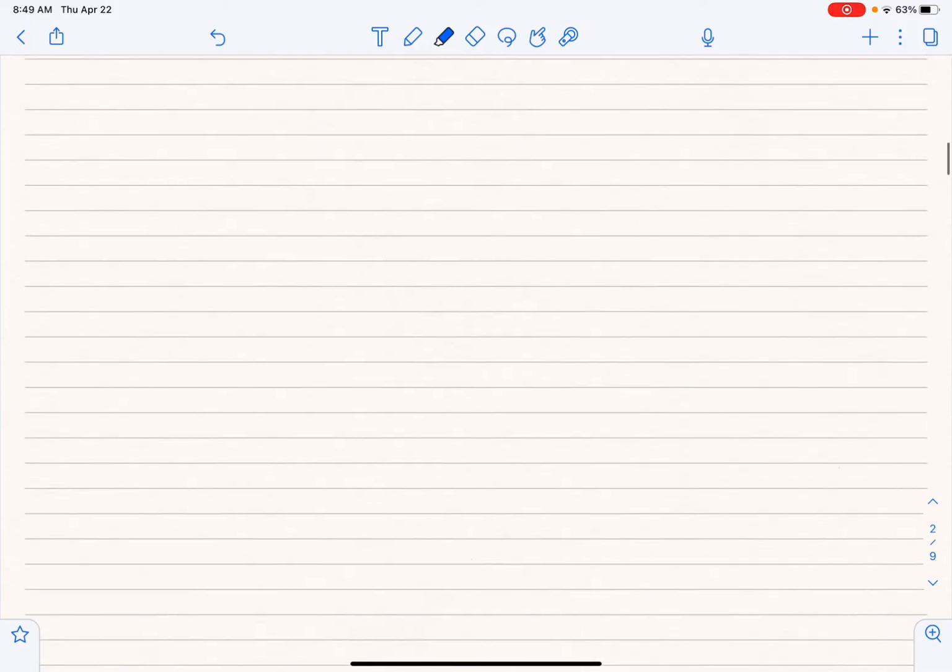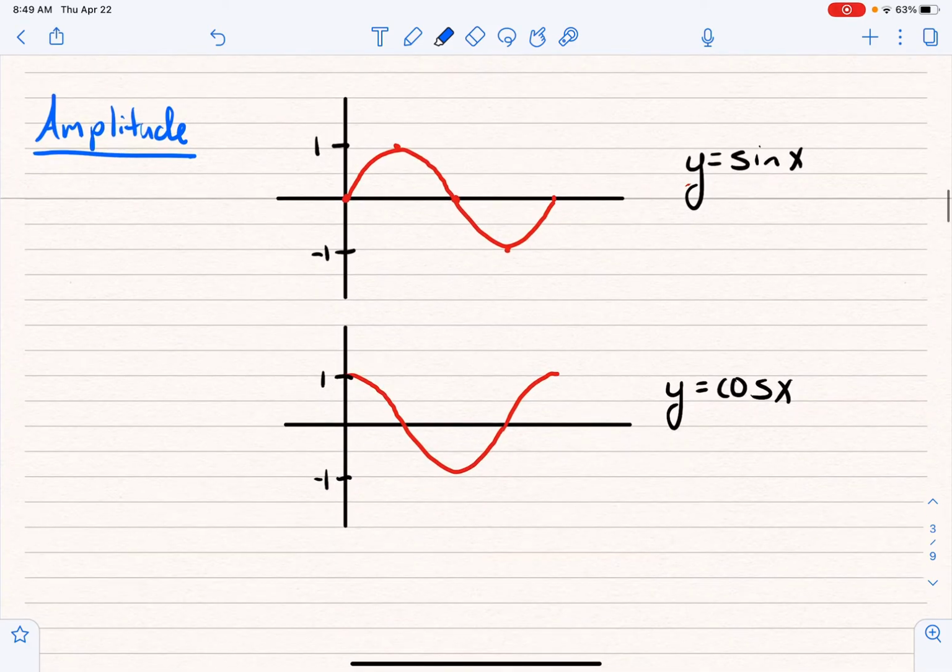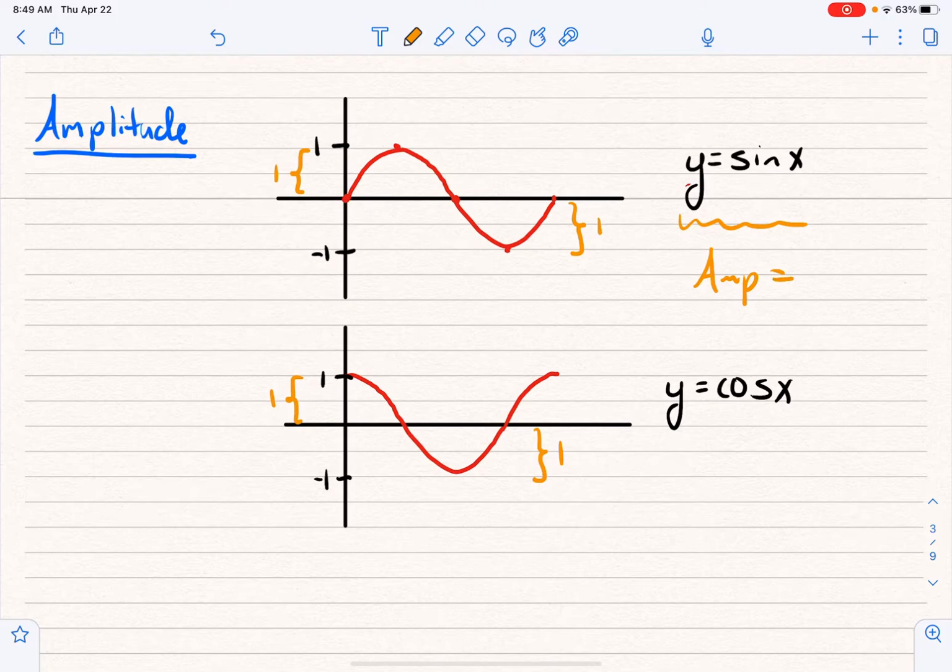The first thing we're gonna take a look at is amplitude, all right? We kind of defined amplitude as the height of a wave or the depth of a wave. With the y equals sine x function, the height is 1 and the depth is 1. Even if we're looking at cosine, the height is 1 and the depth is 1. I don't talk about the depth being -1 because the depth is a length, and so the depth is 1. And so the amplitude of these functions as they are is 1.